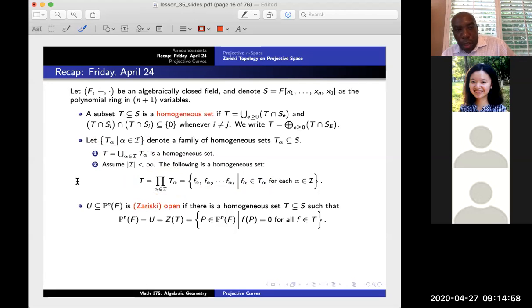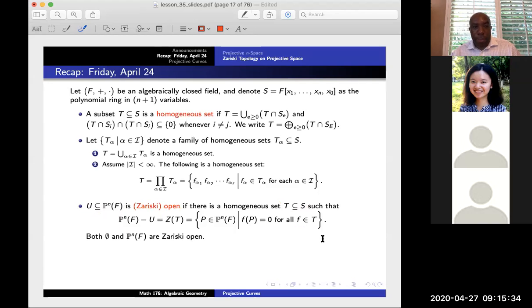Finally, then, we talked about the Zariski topology. I only mentioned this, but I do want to go over this again in a bit more detail. A subset of projective space is said to be Zariski open if there is a homogeneous set T where the complement of the Zariski open set is Zariski closed. What that simply means is that it looks like the set of points where F is 0 for all F in T. Right, so that's just what we mean here.